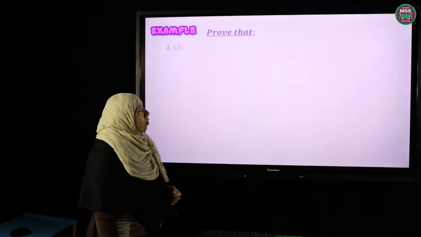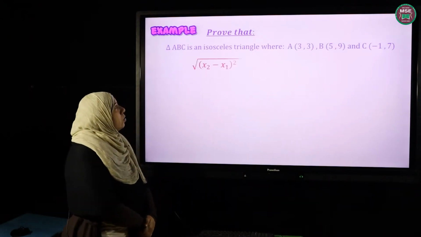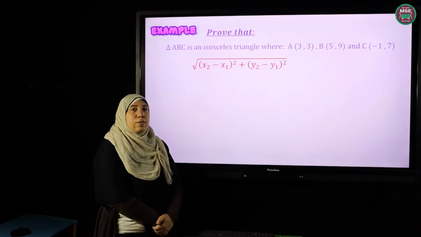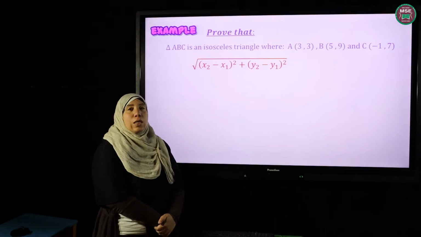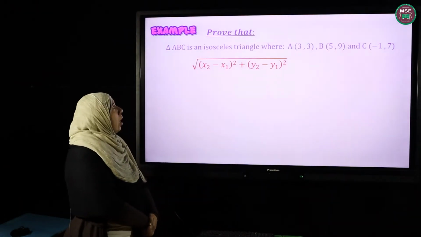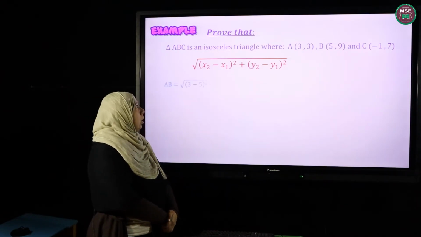For example, he will tell you to prove that this triangle is an isosceles triangle. This is our rule to find the distance between any 2 points, and here to prove it I want to find 3 distances, or the 3 sides of the triangle. I want AB, BC, and AC.